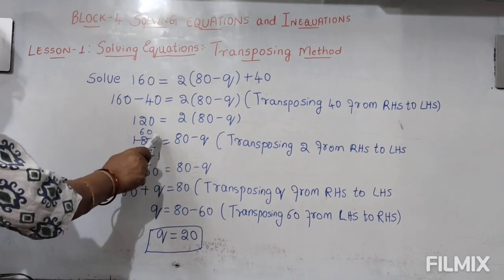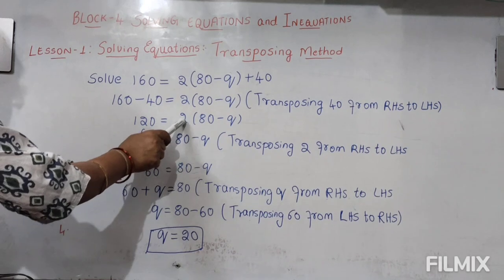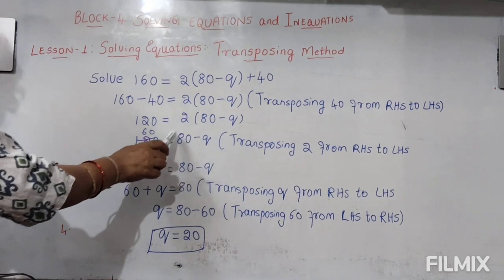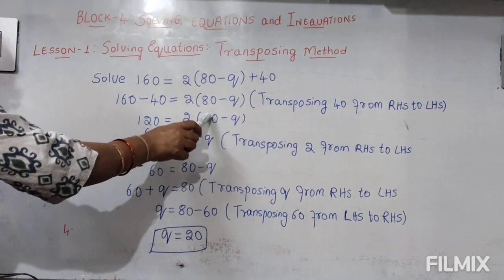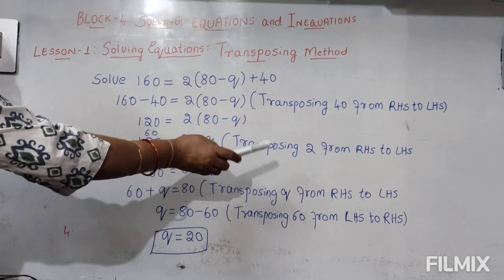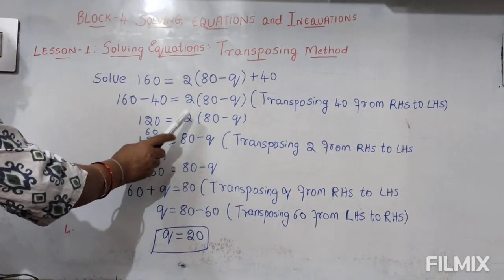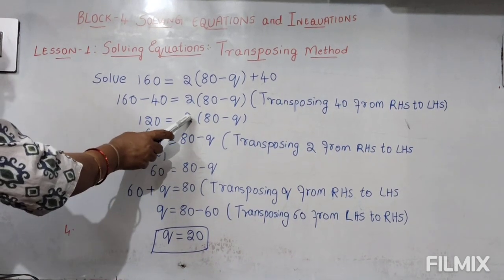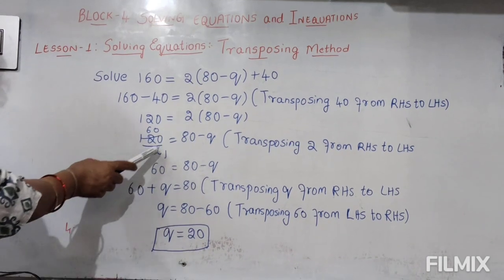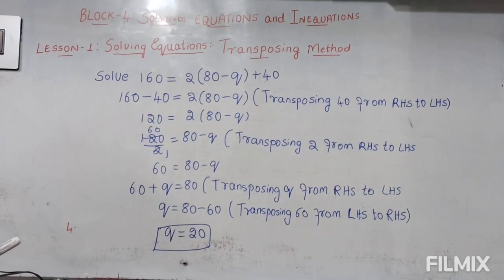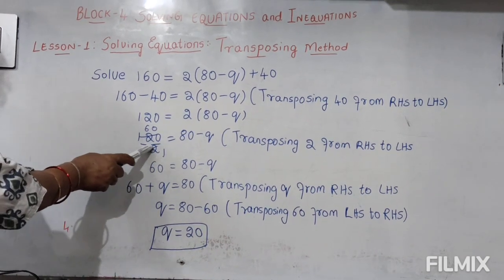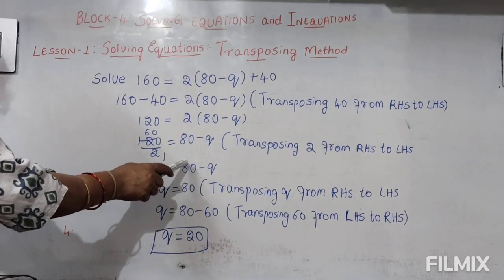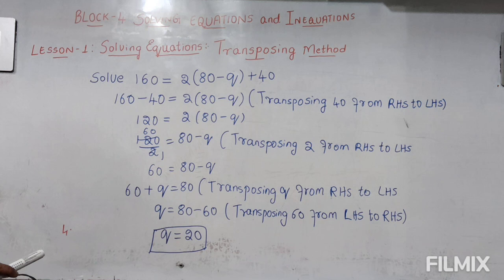Therefore, 120, I am bringing this multiplication sign 2 into x. You consider it as 2 into x. I am bringing this 2 down, which equals 80 minus q. That is transposing 2 from the right hand side to the left hand side. This 2 is in multiplication, and when it comes down it becomes division, isn't it? 120 divided by 2, 2 sixes are 12, so 60. 60 is equal to 80 minus q.